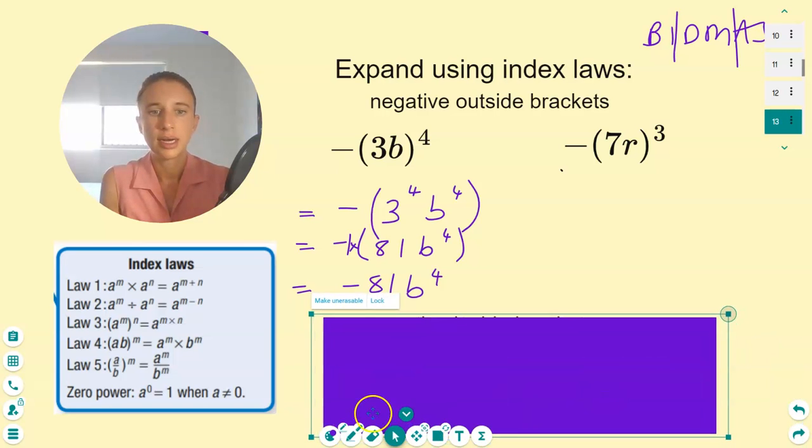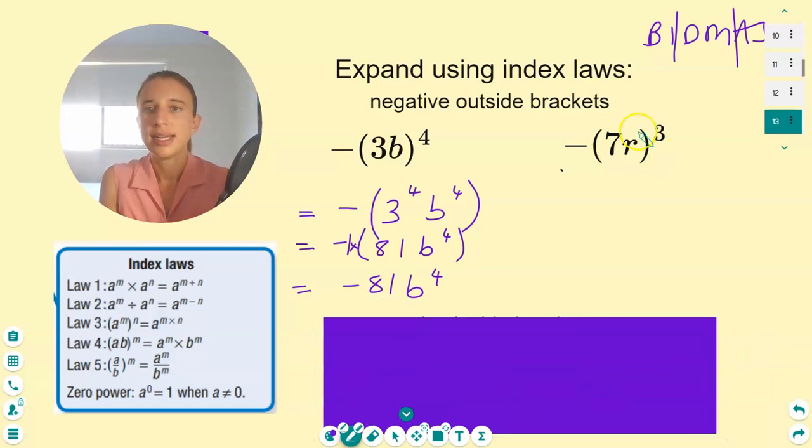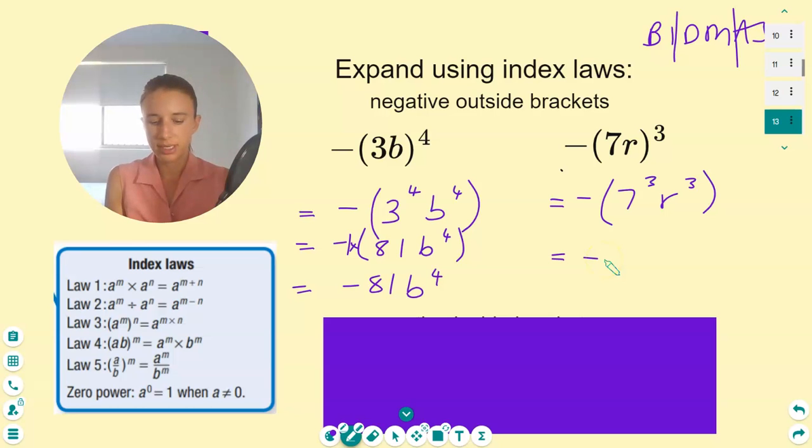All right, now, next one, -7 R cubed. Ignore the number out the front. We want to focus on expanding brackets. The number out the front means multiplying, so ignore it and raise each number in that bracket to the power. And let's do it. 7 to the 3 in my calculator is 343, R cubed.